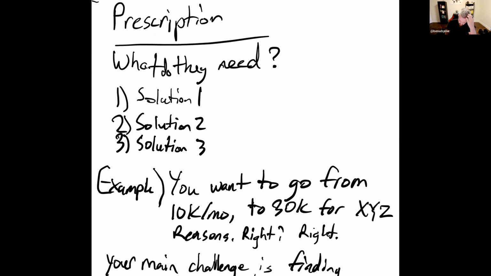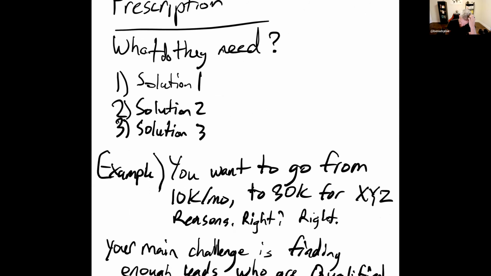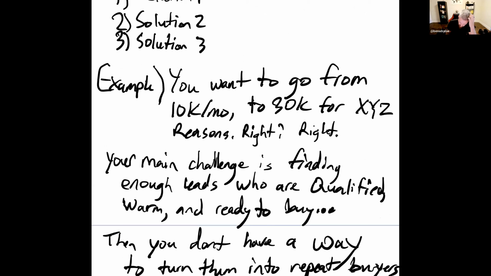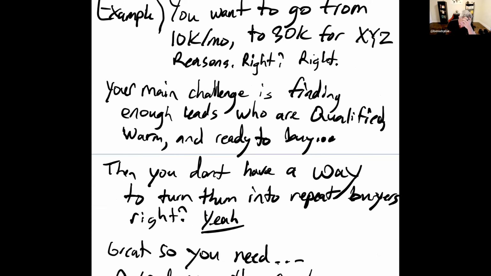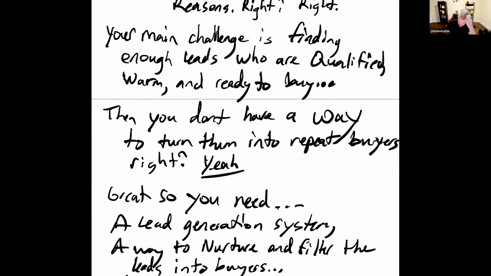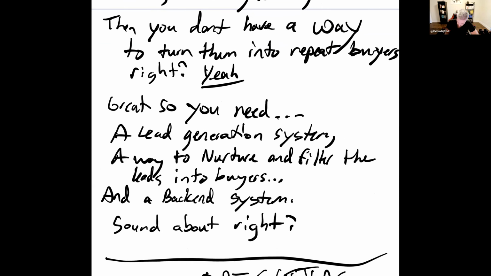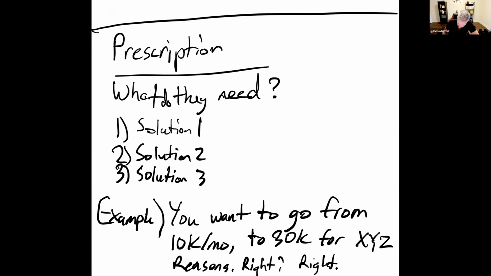So example here, you want to go from 10K per month to 30K for XYZ reasons. You go right, and they go right. Your main challenge is finding enough leads who are qualified, warm, and ready to buy. Then you also don't have a way to turn them into repeat buyers, right? And they go, yeah. Okay, great. So you need a lead generation system, a way to nurture and filter the leads into buyers, and a backend system to upsell them. That's what I would add there, to upsell. Sound about right? And they go, oh my God, exactly.